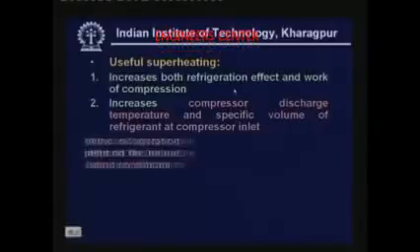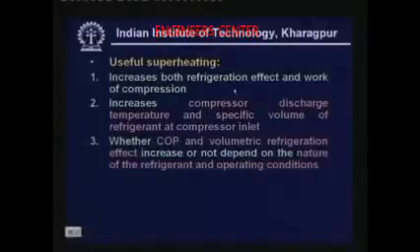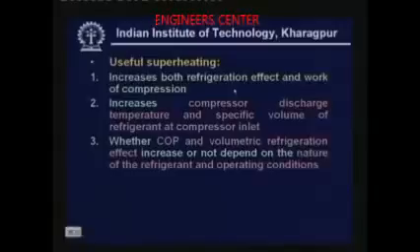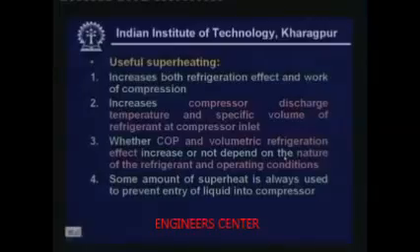Now whether the COP and volumetric refrigeration capacity or volumetric refrigeration effect increases or not depends upon the nature of the refrigerant and operating conditions. So you cannot say offhand whether superheating will improve the COP or not. It is very much a function of the nature of the refrigerant and also to some extent the operating conditions. So you have to examine each refrigerant and decide whether superheating increases COP or not. We shall see that a little later.